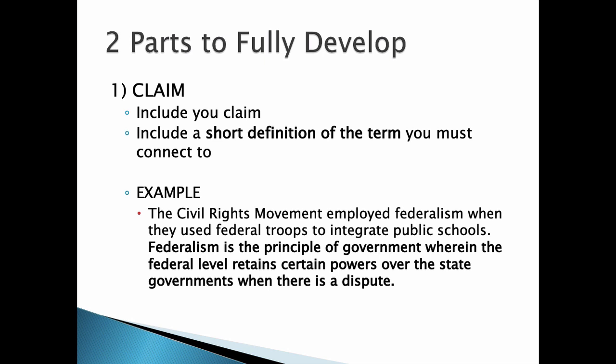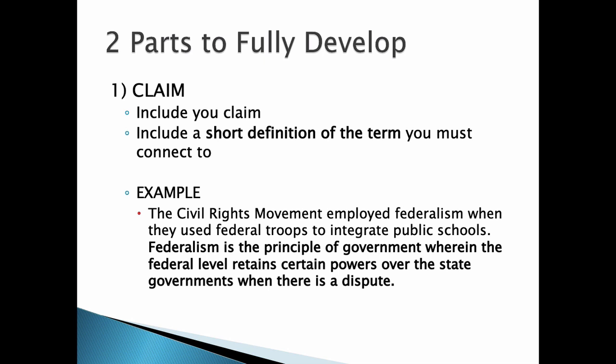So for example, maybe a claim is, the civil rights movement employed federalism when they used federal troops to integrate public schools. Your next sentence should be a definition of that term. It provides context. It provides development of the academic term. So you might say something like, federalism is the principle of government wherein the federal level retains certain powers over the state governments when there is a dispute. That is what they say. That is what the definition of federalism is. So you have clearly established that you understand what the academic argument of federalism is.